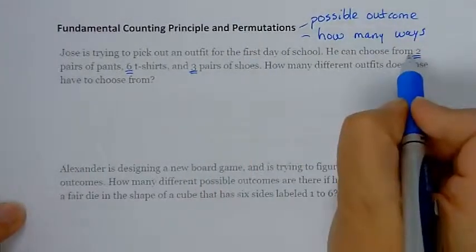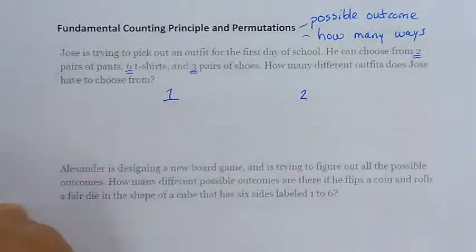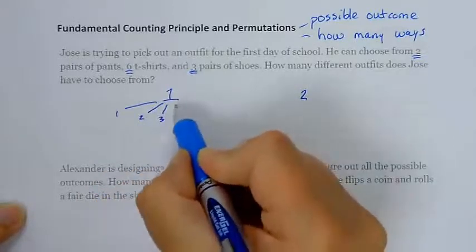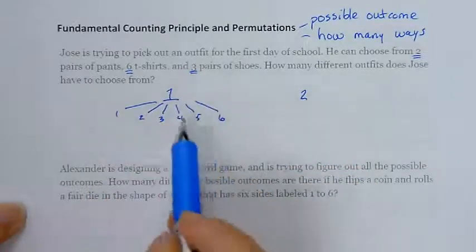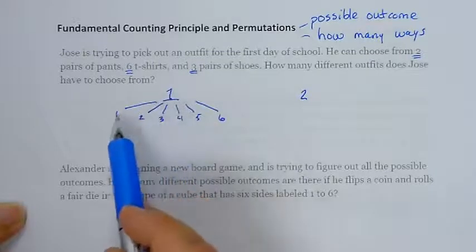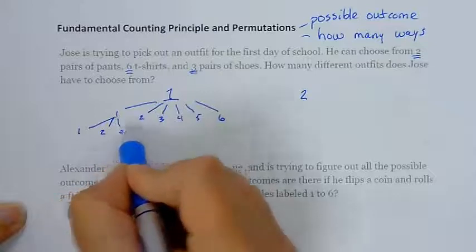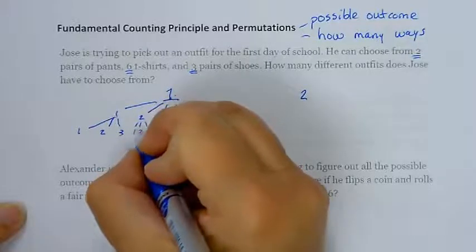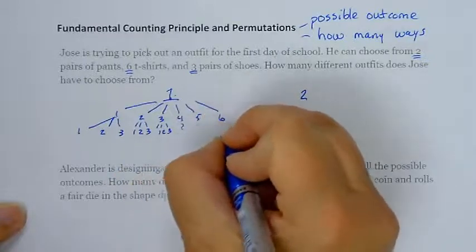So what happens here is he could choose from 2 pairs of pants. So he's either going to choose pants 1 or pants 2. If he chooses pants 1, he could choose shirt 1, shirt 2, shirt 3, shirt 4, shirt 5, or shirt 6. If he chooses pants 1, shirt 1, he could pick shoe 1, shoe 2, or shoe 3. If he picks pants 1, shirt 2, he could do 3 different shoes. Same thing here. So we'll have 3 on the end of each one of these.